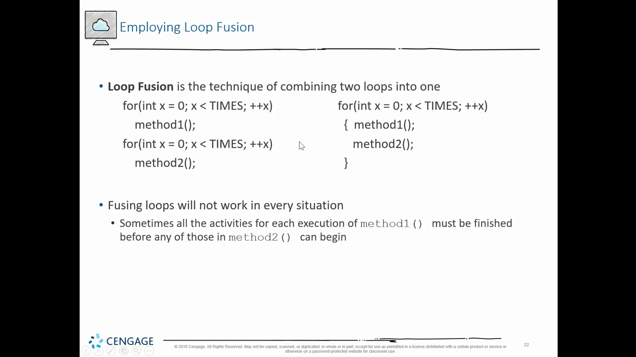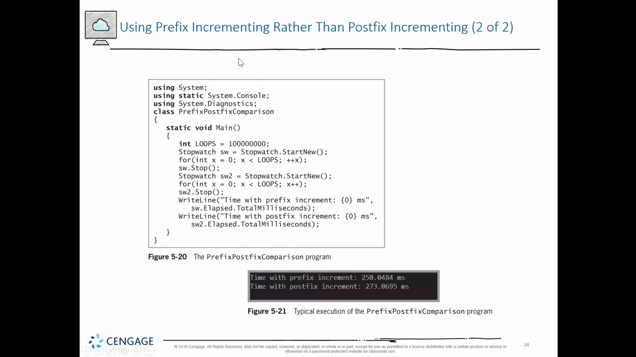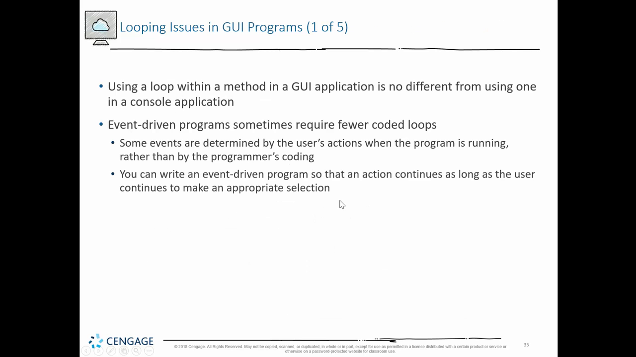All right? Loop fusion, they're saying here, is combining 2 loops into one. Sometimes that works, sometimes it doesn't. That's the kind of thing that you learn by doing. You don't learn by seeing examples. Again, as we mentioned, ++x runs faster than x++, so you use prefix rather than postfix. They're showing an example here where they hook it up to the system clock to show you the difference.